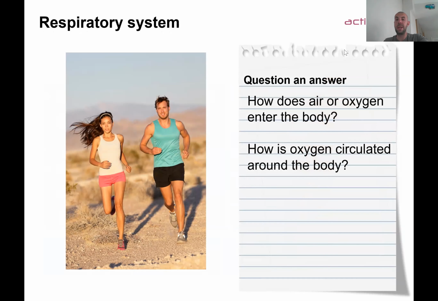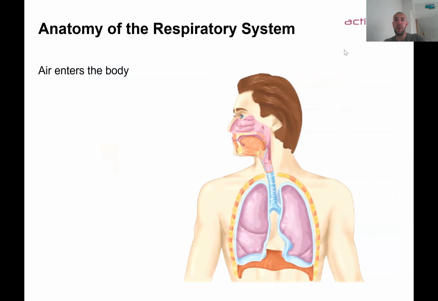So how does air or oxygen enter the body? Fairly straightforward. I should imagine most of you guys understand this. We breathe in and it's then circulated around the body. So we're going to have a look at how that happens. So here's a little infographic of what happens.